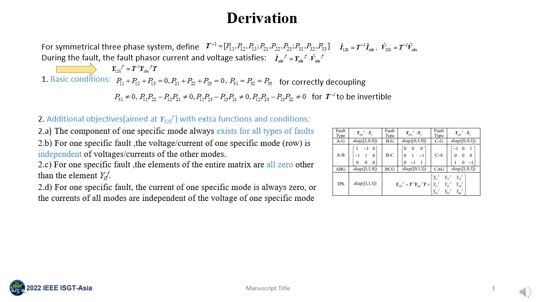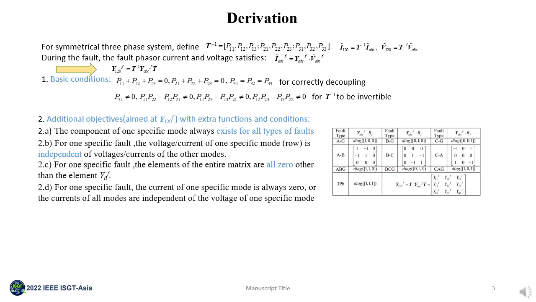This paper focuses on the decoupling of symmetrical three-phase systems. Thus, the currents and voltages in 1-to-0 forms can be expressed by the decoupling matrix T inverse times the currents and voltages in ABC forms. At the fault location, the fault phasor currents are related to the fault phasor voltage through the fault admittance matrix Y_ABC_F. Combining the two equations, we get Y_1-to-0_F, which connects I_1-to-0 and V_1-to-0.